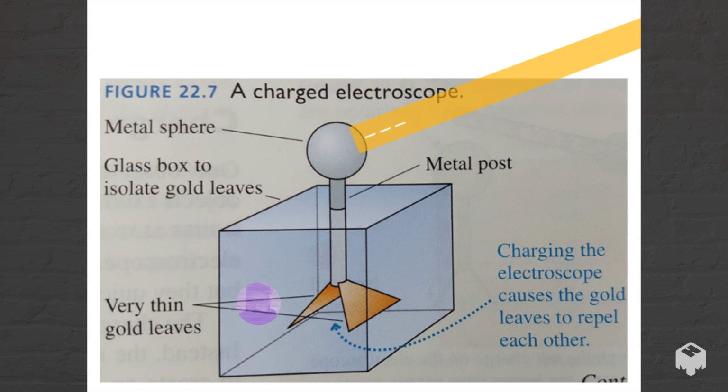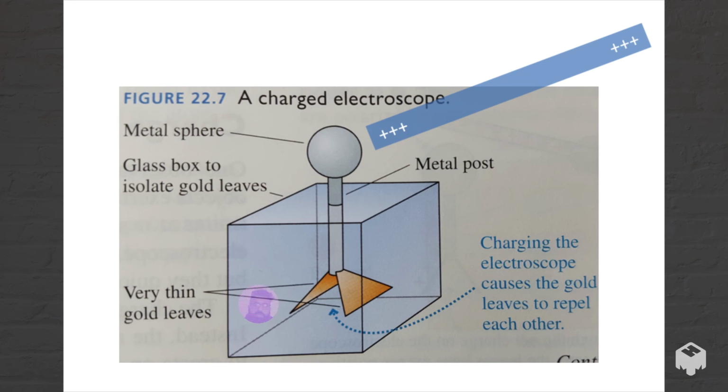Now, suppose instead of bringing a plastic rod in contact with the electroscope, we bring in a metal rod that has net positive charge. In other words, it has fewer electrons than the total number of protons it has. And we bring it close to the electroscope. We don't touch it, but we bring it only close to the electroscope.